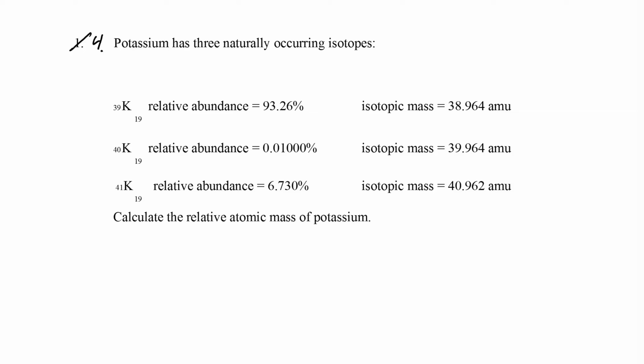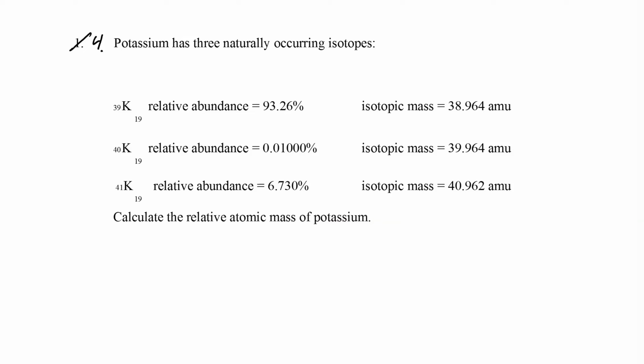Potassium has three naturally occurring isotopes, potassium 39, potassium 40, and 41. We're given the relative abundance of all three, and we're given the isotopic mass of all three. The problem is asking us to calculate the relative atomic weight of the element potassium.